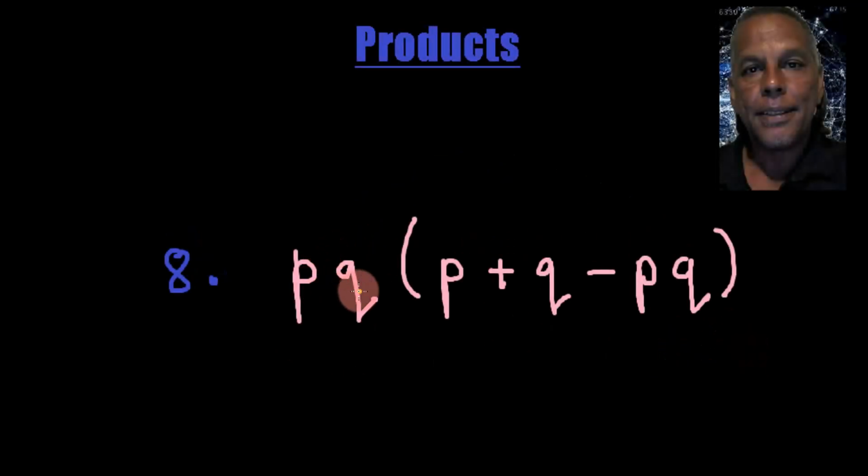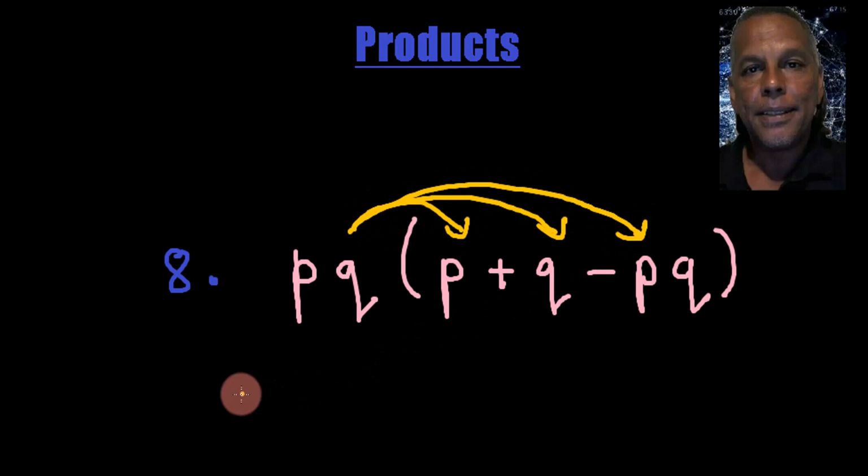We multiply the pq into the brackets. So then pq times p, we add the powers of the p's. There's a power of 1 here that we don't write, as well as over here. So p times p will give us p squared, and then of course the q. So pq times p will give us p squared q.